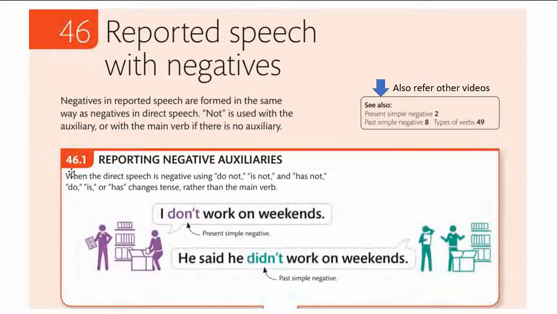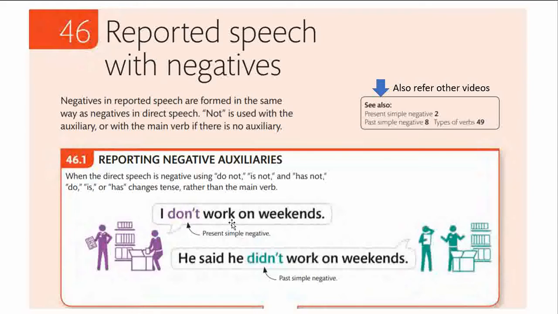Now let us see the first pointer that we have. Reporting negatives as auxiliaries, negative auxiliaries. When the direct speech is negative using do not, is not, and has not, do, is, and has change tense rather than the main verb. So it is only the word do, is, and has that will change. Now let us see the example that we have before us.